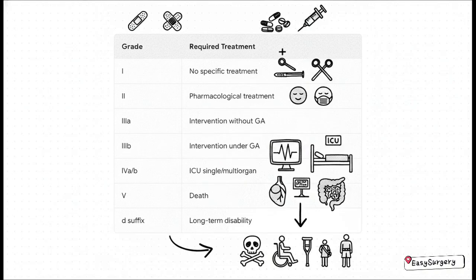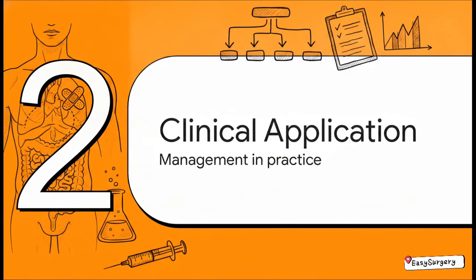Grade 4 jumps to a life-threatening complication needing ICU management. IVA for single organ, IVB for multi-organ dysfunction. And finally, Grade V is death. Oh, and here's a quick pro tip at the bottom. If you ever see a D suffix, that just means the patient has a long-term disability at the time of discharge. Moving right along to part two, clinical management and application.